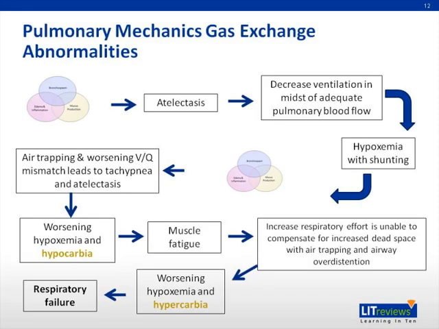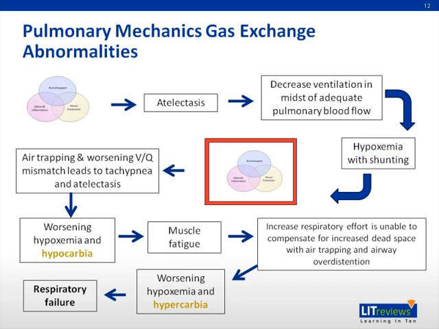So as we look at this schematic, we see our big three therefore lead to atelectasis. This atelectasis, which is airway collapse caused by inability of air to get down and out of the bronchioles, decreases ventilation in the midst of adequate pulmonary blood flow. The result of that process causes hypoxemia, which is decreased oxygenation, and shunting of blood in the pulmonary vasculature bed.